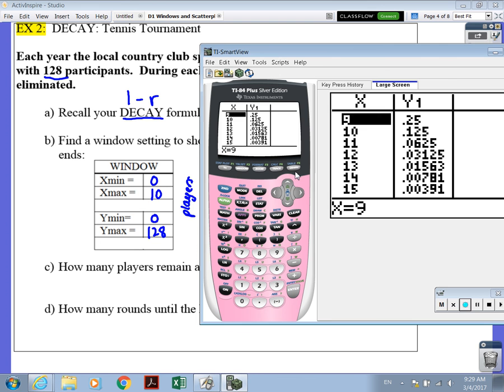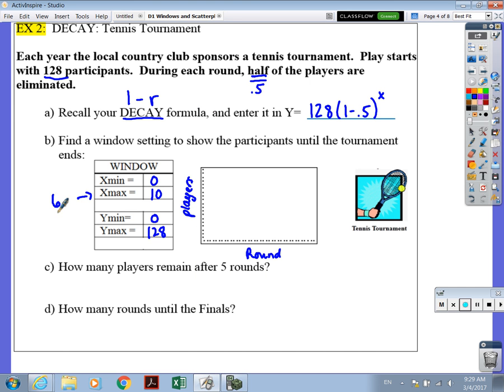So a couple things to think about. In your table again, if you look at your values for each round, after the first round, you're down to 64 players. After the second round, you're down to 32, and so on. So when I take a look at my, again, starting at 128, my finals are going to be round 6. So I just had to make sure that this number was bigger than 6.